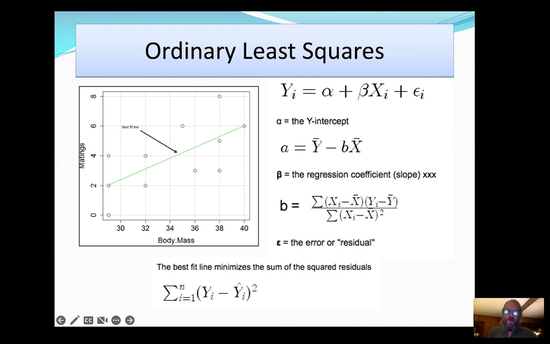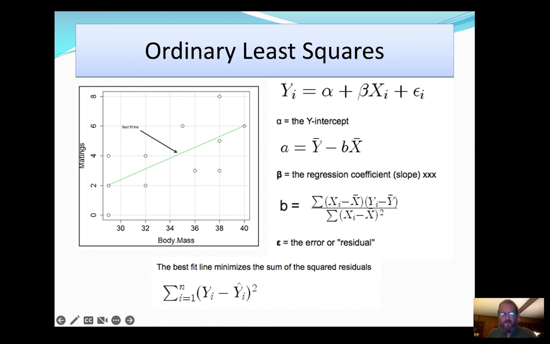All right, so ordinary least squares is a particular kind of estimation procedure to test a linear association. It is a particular model or particular line that we can draw through our points, and it's the only line that you can draw that minimizes this term here, the sum of the squared residuals. So remember, we defined that as the observed y minus the predicted y.